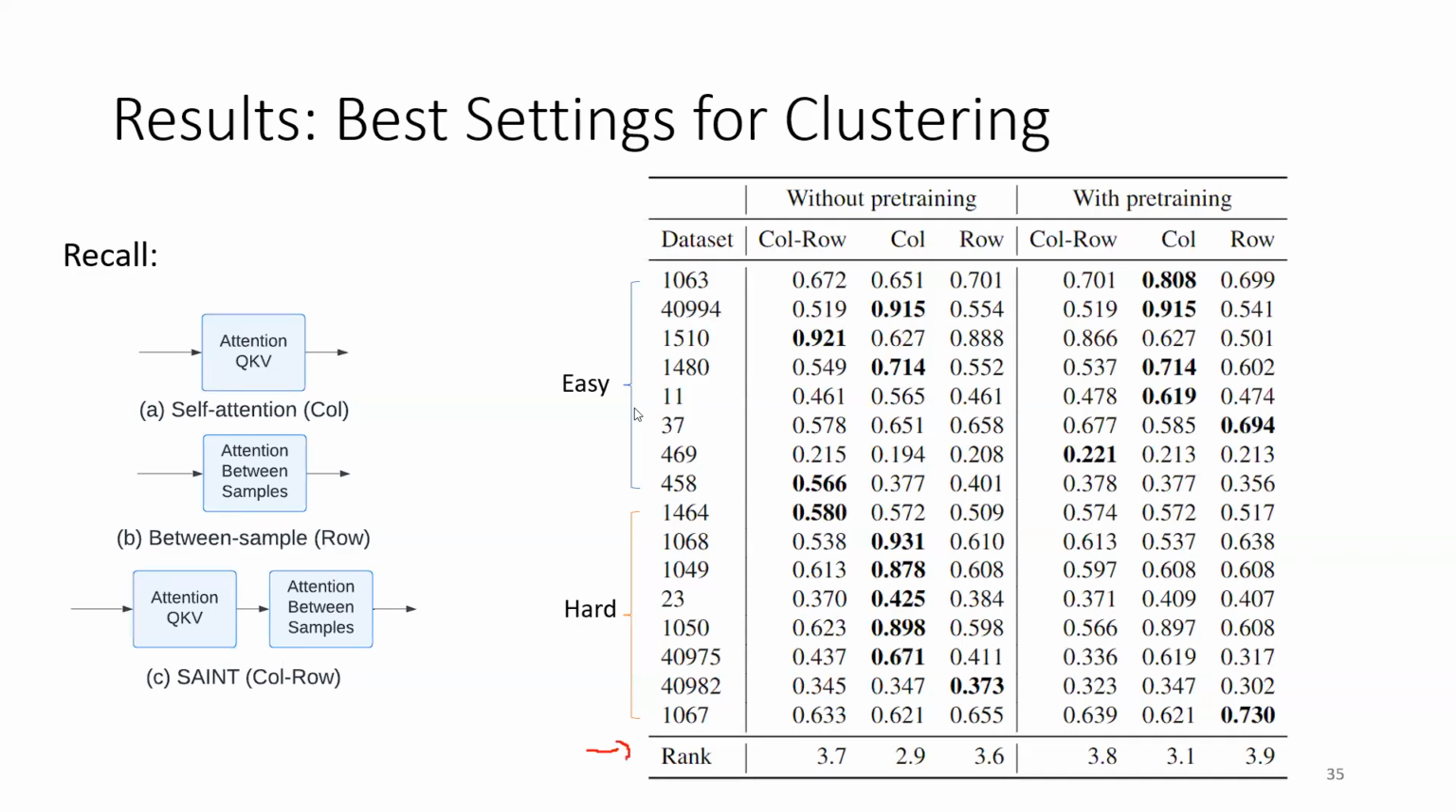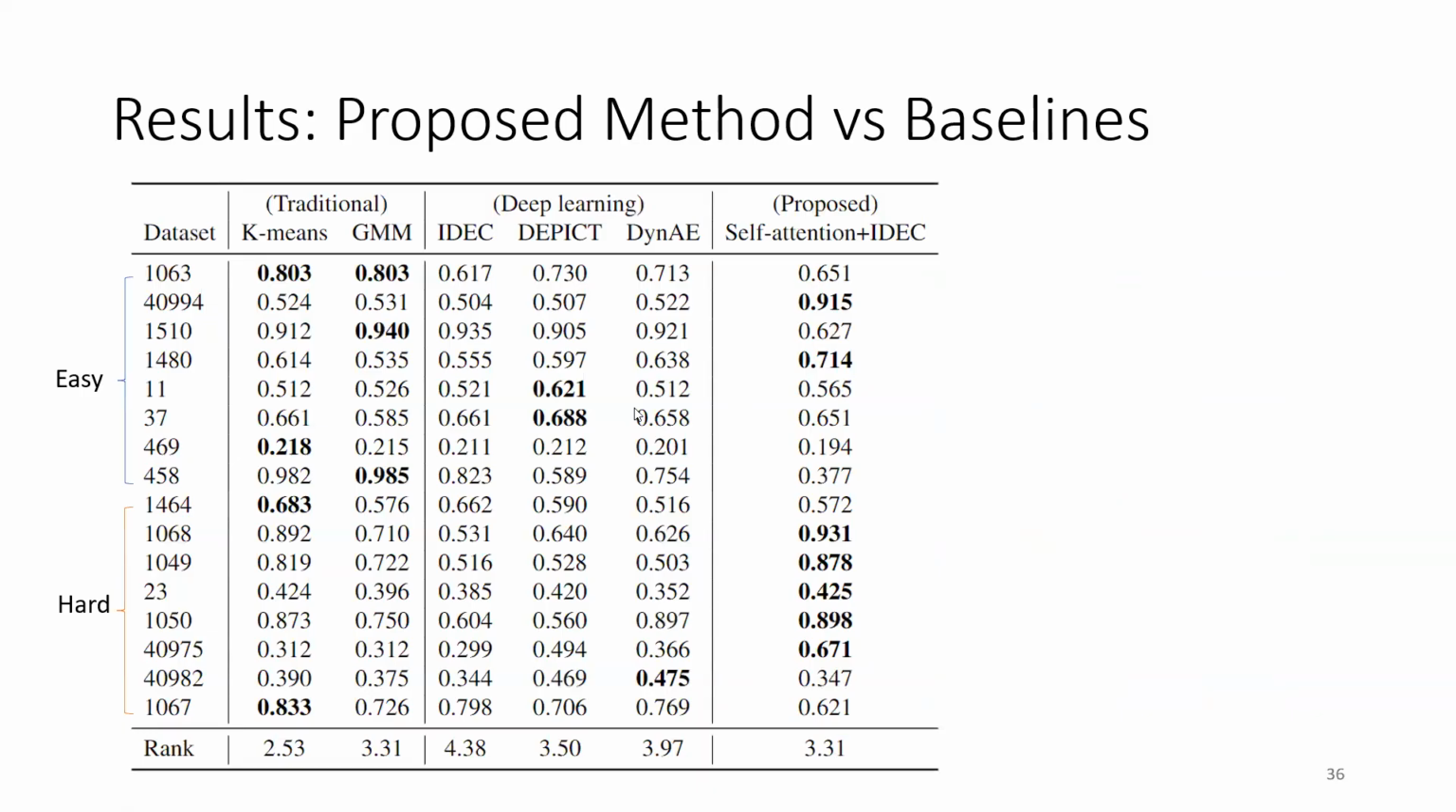Overall, rank shows that without pre-training is better than with pre-training. And within them, we find that self-attention or column attention is much better. So we use them for our proposed method. So we put them together, we have a self-attention, and we borrow the clustering from the IDEC method. And these are the results from our benchmark.